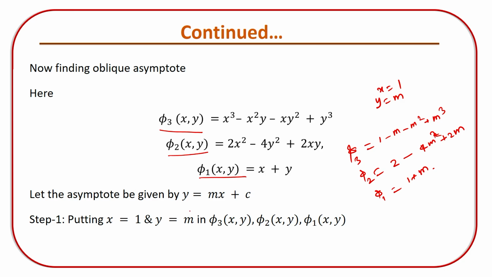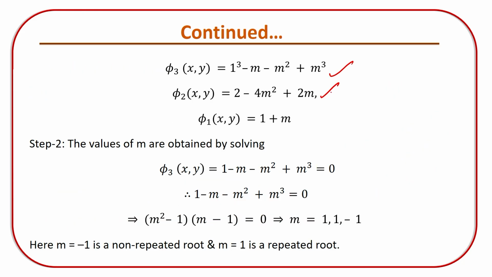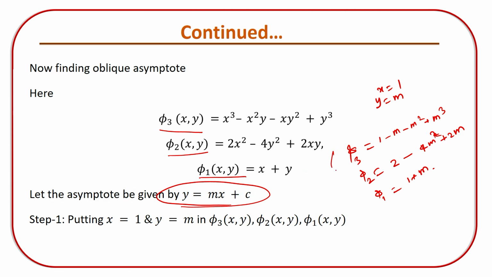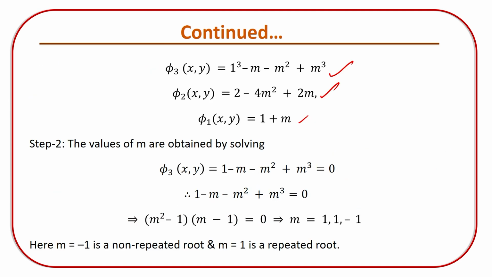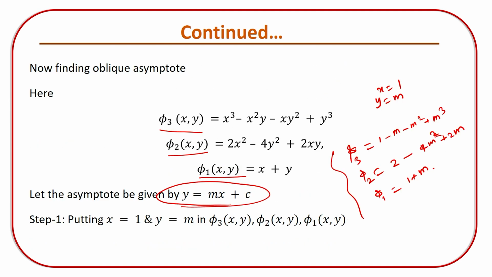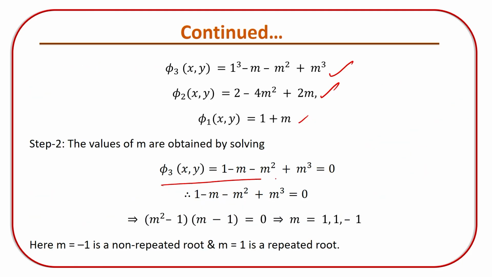Now, our claim is that y equal to mx plus c will be its oblique asymptote, where c is unknown and m is unknown as well here. In the previous step we had obtained this one, and what we have to do? We have to equate this to 0. So, equating this to 0, phi 3, the highest degree, is obtained.